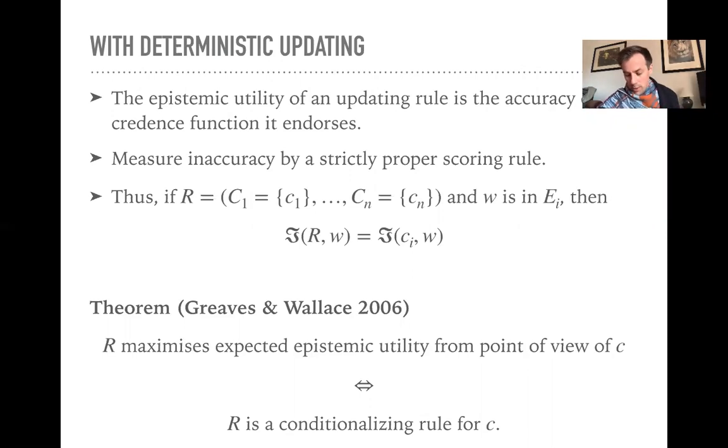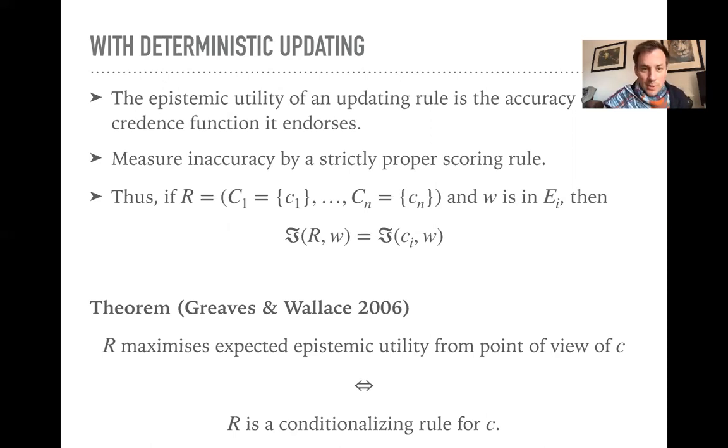That's something to look up elsewhere if you're not familiar with it. But essentially, it's the agreed way of how we measure the accuracy of a credence function at a possible world. Okay, and then if we're in the deterministic setting, the way of measuring the accuracy of an updating rule at possible worlds is really straightforward.